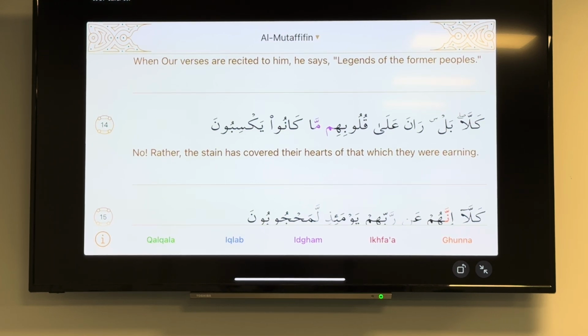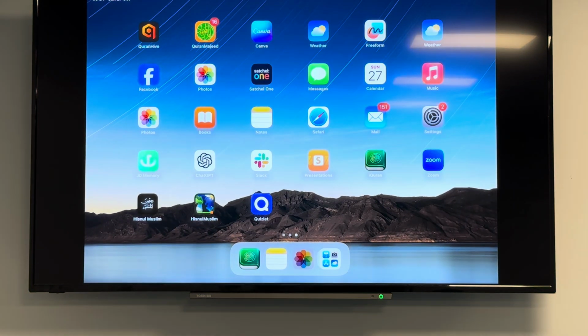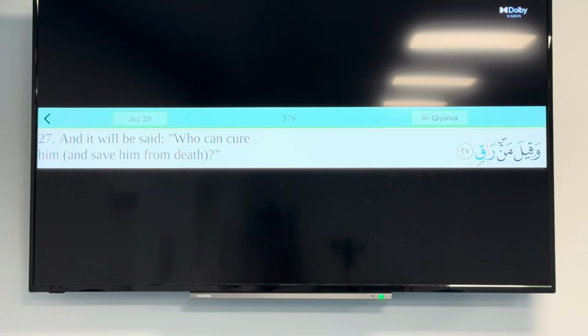This is a very important surah, brothers. If you look at the meaning: no, rather stain has covered their hearts from that which they were earning. It's a very important surah in terms of looking at the meaning.